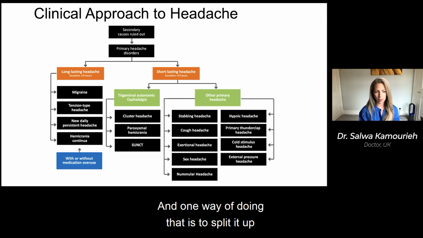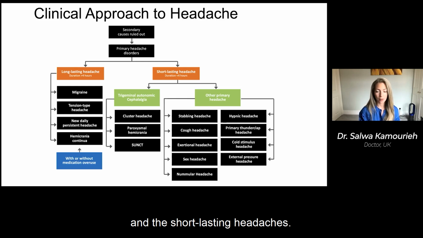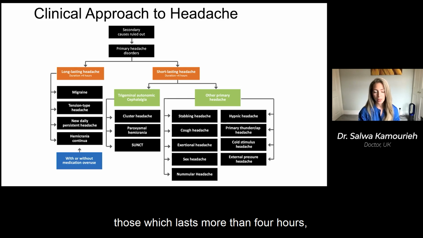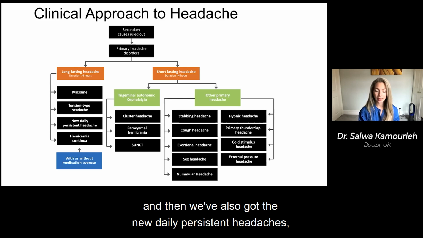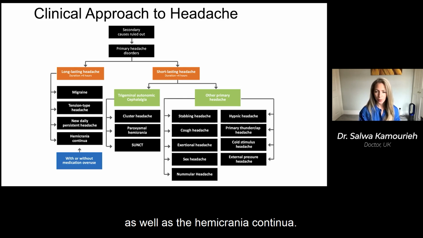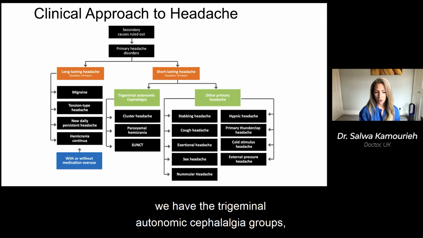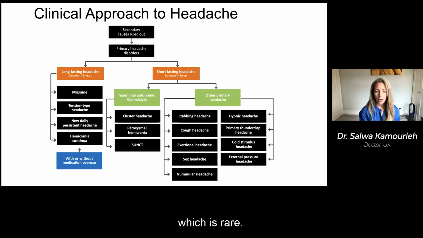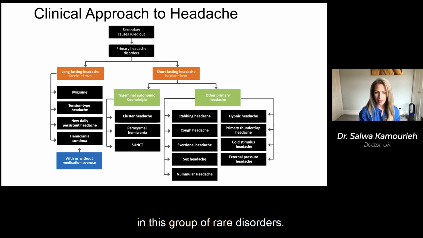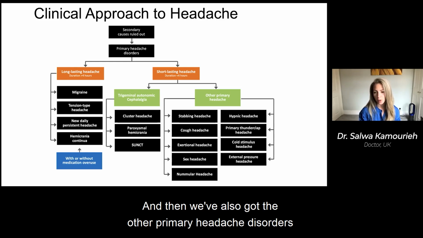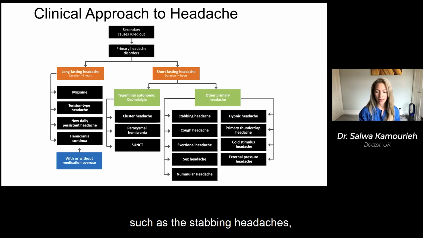One way of doing that is to split it up into the long-lasting headaches and the short-lasting headaches. Within the long-lasting headaches, those which last more than 4 hours, migraine and tension type headaches are the commonest. Then we've also got new daily persistent headache, as well as hemicrania continua. Within the short-lasting headaches, we have the trigeminal autonomic cephalalgias, which are rare. Cluster headache and paroxysmal hemicrania are probably the more common ones seen in this group of rare disorders. And then we've also got the other primary headache disorders, such as stabbing headaches, cough headaches, and nummular headaches. And we should never forget medication overuse headaches as well.